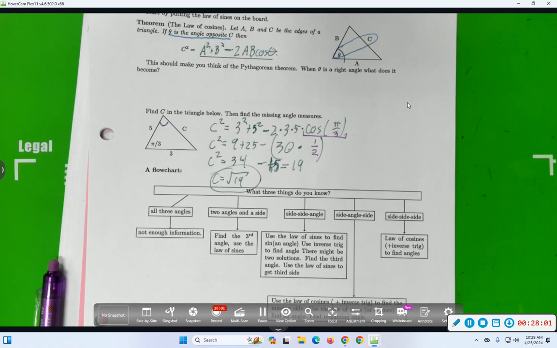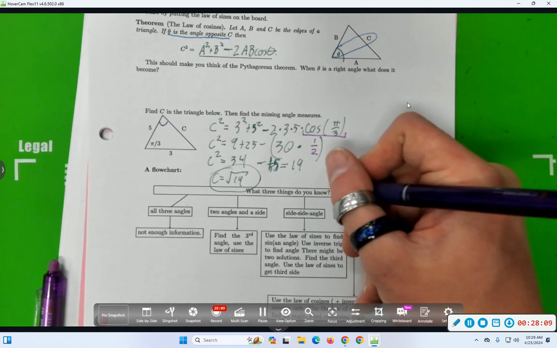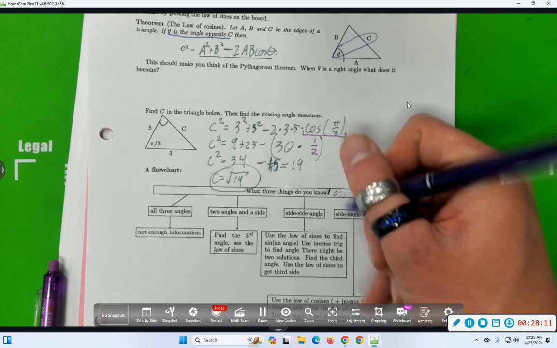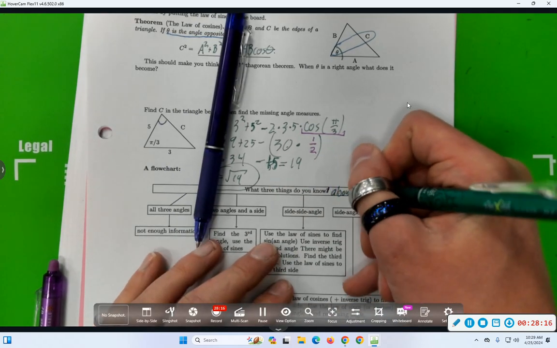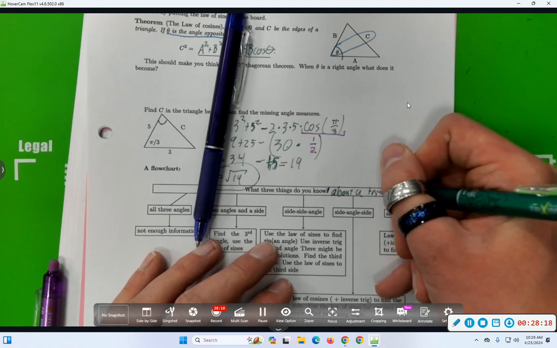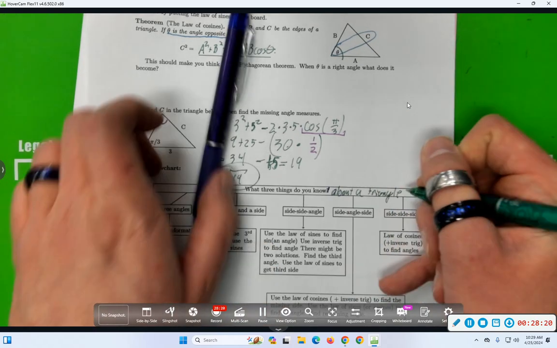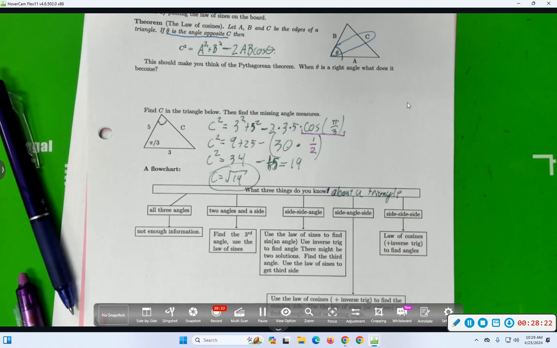All right. So let's summarize the techniques we have. Whenever you know 3 things about a triangle, you should be able to figure out that triangle.